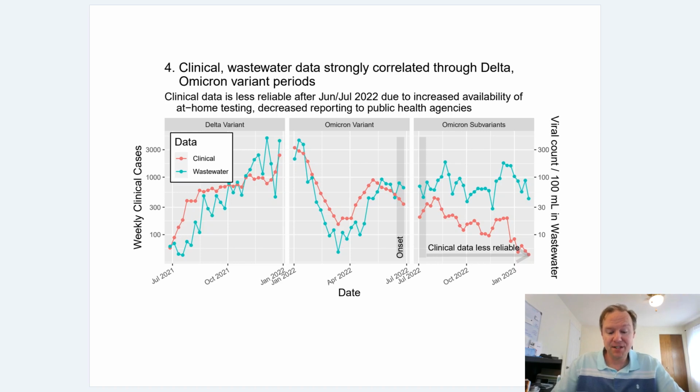However, around June or July 2022, the public health data became less reliable, and cases likely undercounted due to the increased availability of at-home testing and decreased reporting to public health agencies. After this point, we see a breakdown of the correlations observed earlier. The reported cases fall in this period, while the wastewater data is relatively steady.